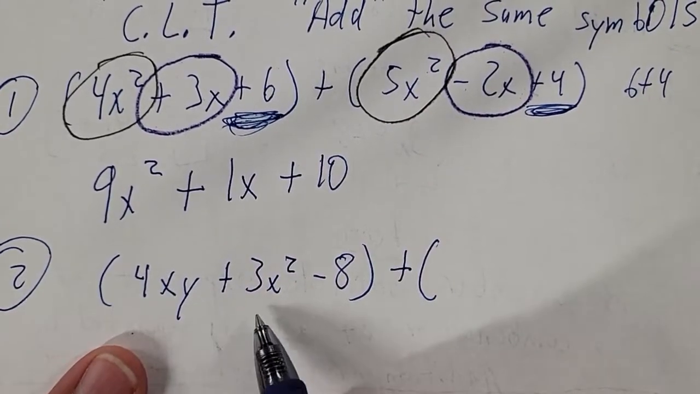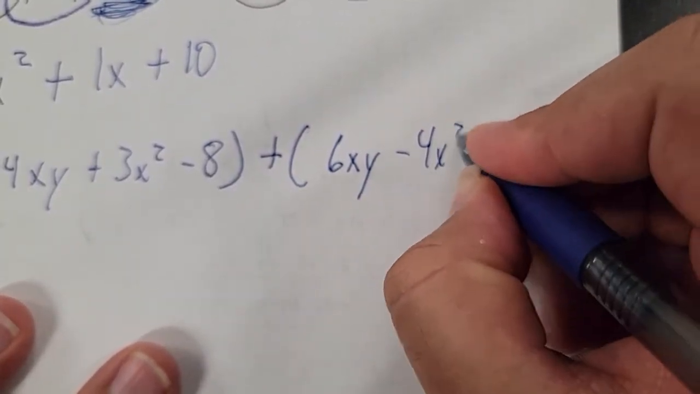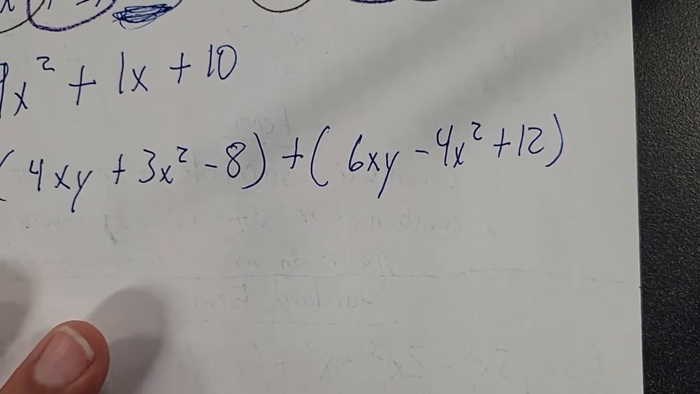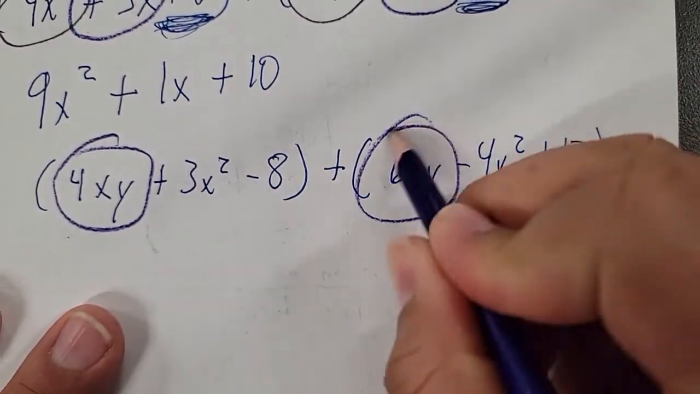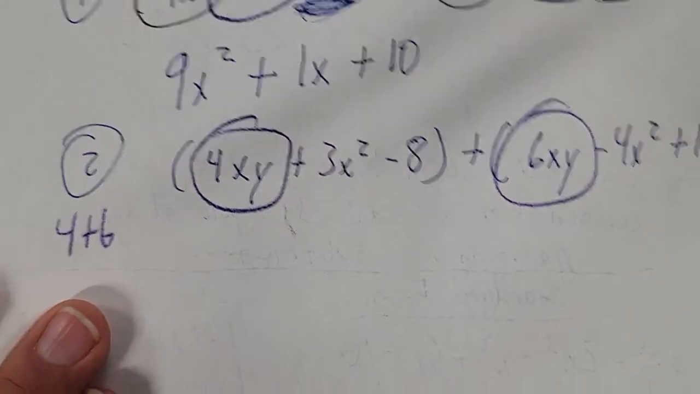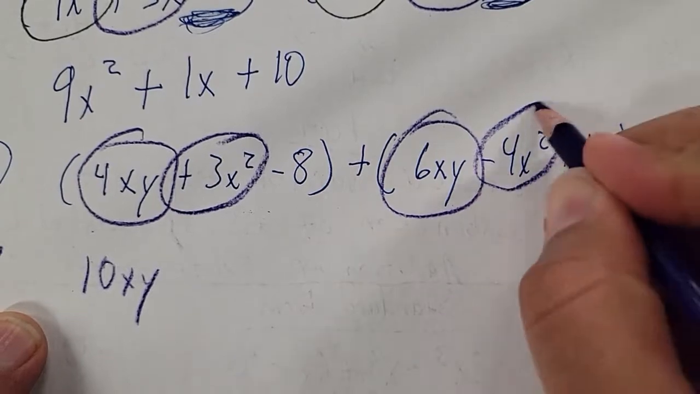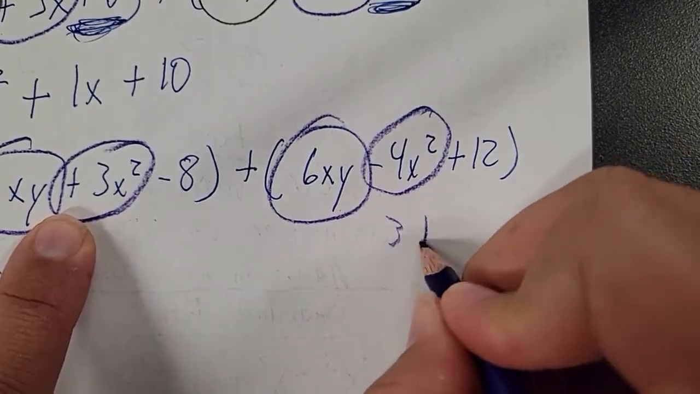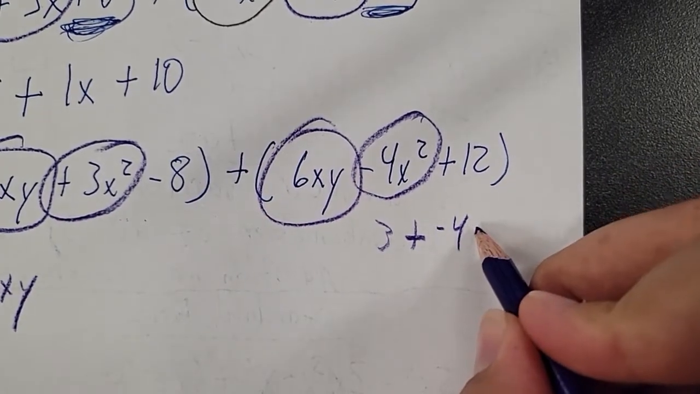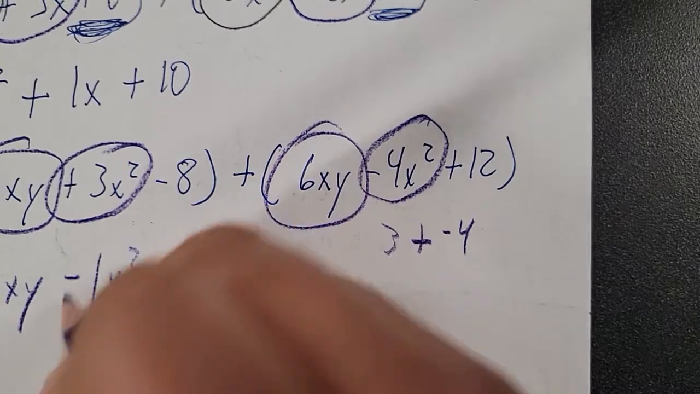So 4xy plus 3x squared minus 8 plus 6xy minus 4x squared plus 12. All right. So look for the same symbols right here. Notice how we got the 4xy, the 6xy. When I plug this in the calculator, these are both positive. 4 plus 6. That's going to be 10xy. Now look at the x squareds. Be very careful. That's a positive 3, so I'm going to put 3 plus, and then what is this right here? Is that a positive or a negative? Negative 4. So be very careful. When you plug that in the calculator, that's going to be negative 1. So put minus 1. Don't forget your x squared. We want to match the symbols.